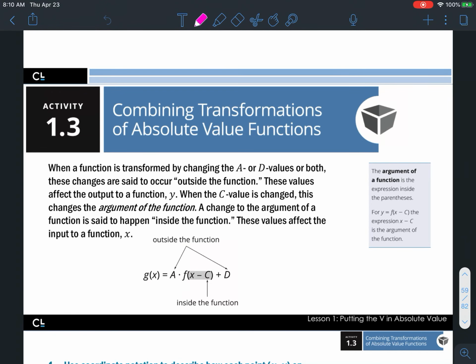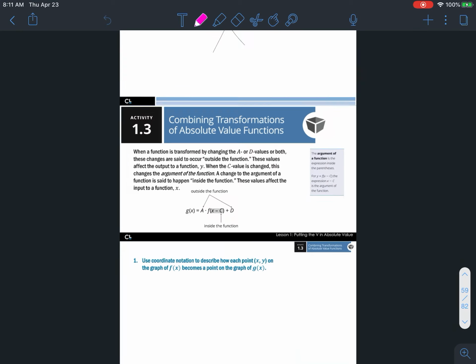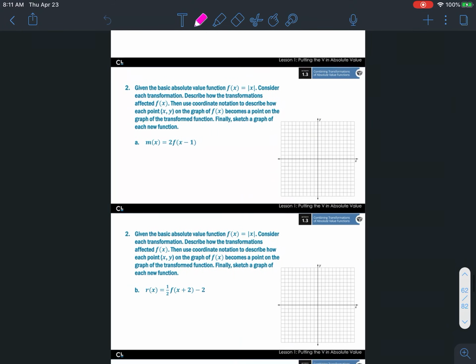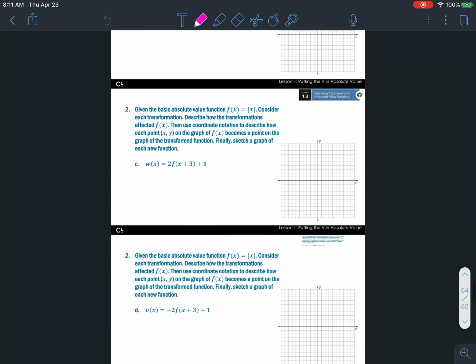Good morning, guys. Today we're going to work on activity 1.3, combining transformations of absolute functions. We're going to go through a bit of this, a couple pages I will say, and then we'll call it a day for today.